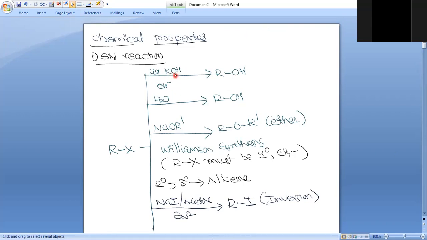So aqueous KOH we are using. OH minus is a nucleophile, and you are getting alcohol. And water we are using. Water is a nucleophile, and you are getting alcohol. Sodium alkoxide is a strong base and also a nucleophile. When primary alkyl halides are there, it will give ethers. If secondary or tertiary alkyl halides are there, it will give alkenes.